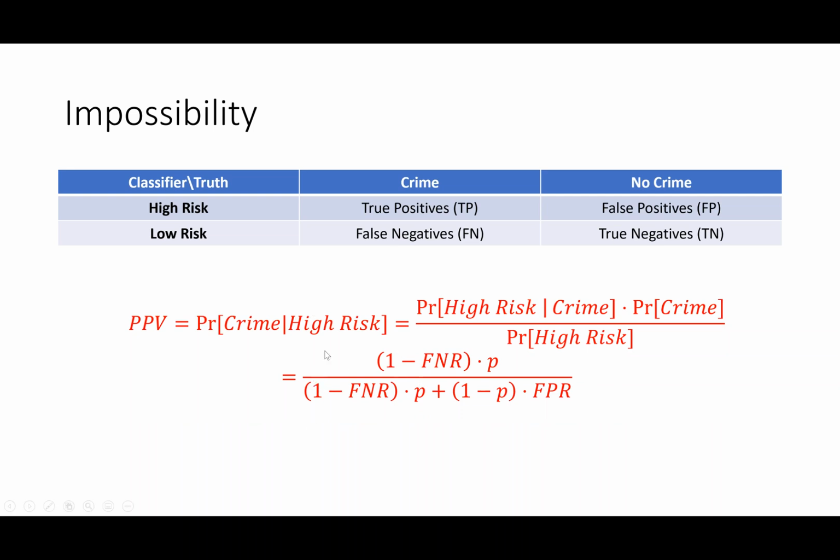Alternately, you might be labeled as high risk by being born as someone who did not commit a crime. This happens with probability 1 minus P. But then you're unfortunately labeled incorrectly as high risk, which happens with probability equal to the false positive rate. So this is just the definition of positive predictive value, but expanded out using Bayes' rule.